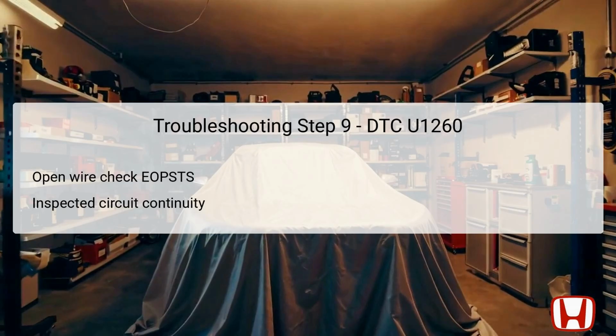Ensuring this line is operational gives confidence that signals from the fluid pump will reach the TCM, thereby playing a crucial role in ensuring proper fluid management, ultimately preventing the U1260 DTC from recurring.